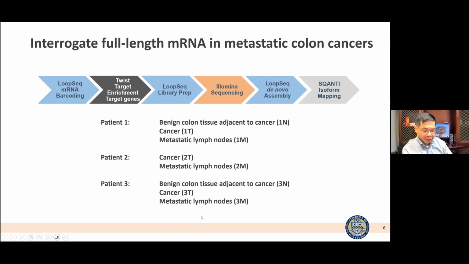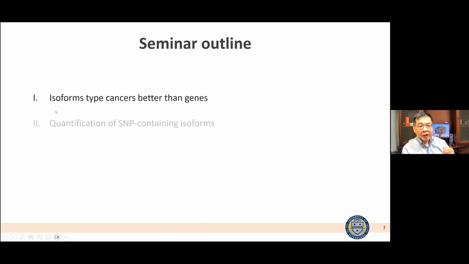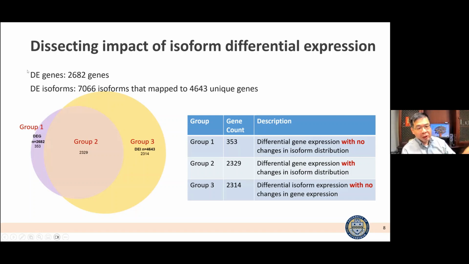And then the first thing we find out is whether the isoform expression analysis is better than the gene expression itself. So this is the first question we are going to try to answer. In this case, we first segregate the samples into normal and tumor, and then look for the differential gene expression.